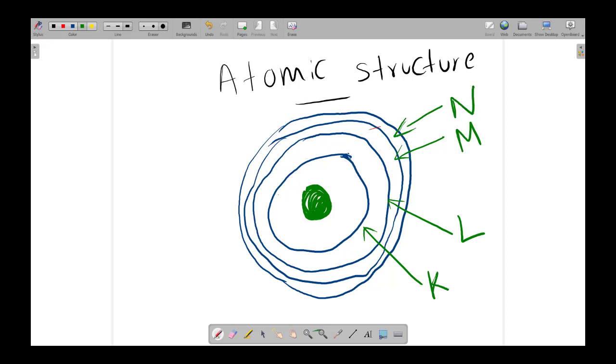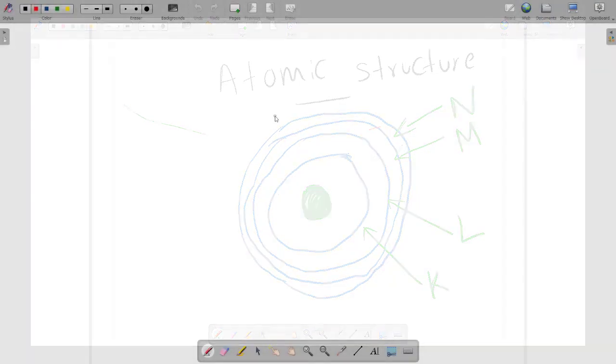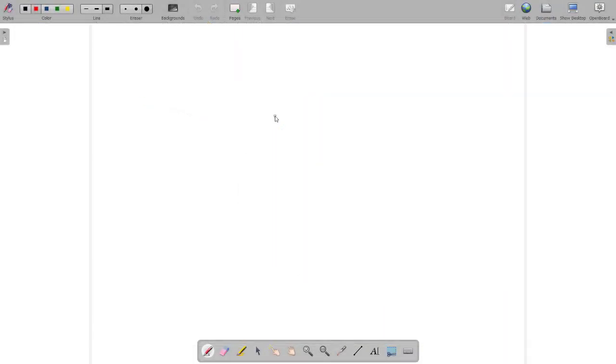There are specific numbers of electrons that those routes can contain. Those specific numbers of electrons that the main shells can contain, what is atomic number, what is mass number, all these things we are going to learn in the next video.